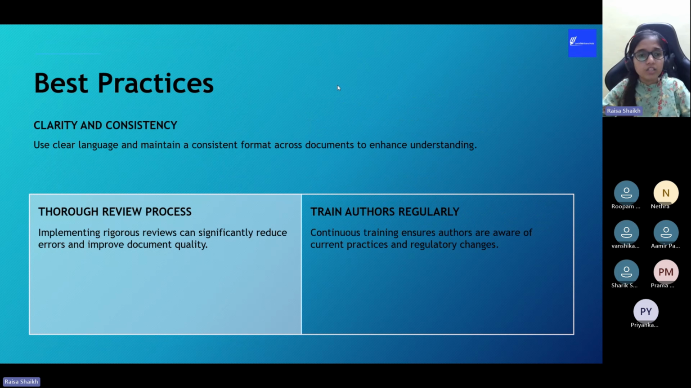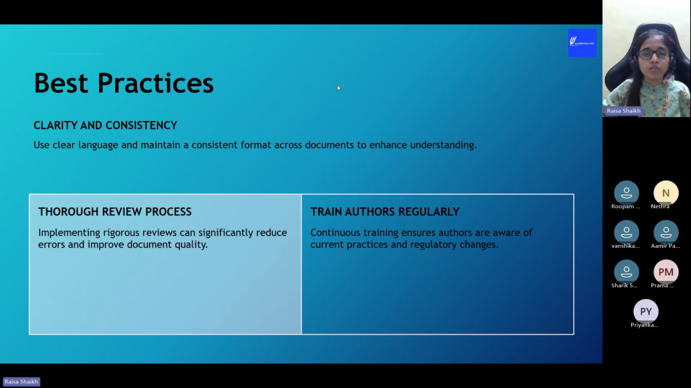Then best practices: clarity and consistency. You have to use clear language. Being a medical writer, a lot of people think that you have to use a lot of jargon and show that you have the best medical knowledge. It is not like that. You have to use simple scientific language and write very clearly.